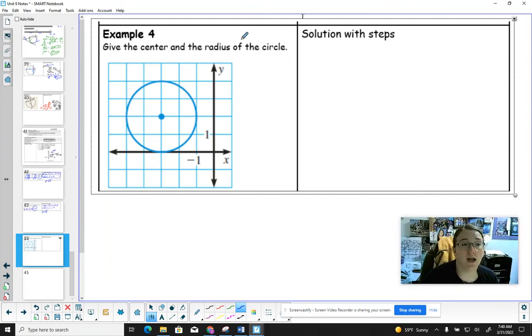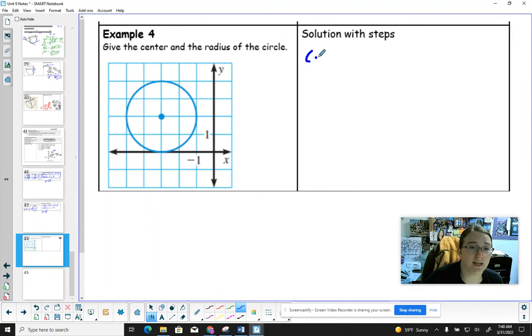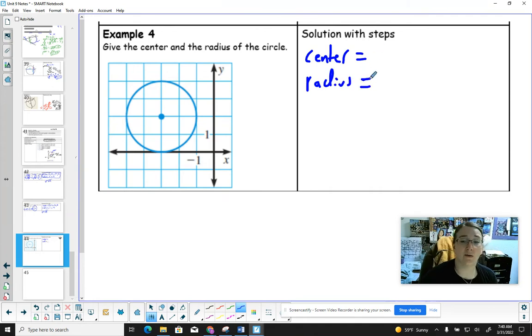Okay, so you will also have questions where you are given the circle on the graph. So this is the graph of the circle. It says give the center and the radius of the circle. So we're still doing the same thing. We're still saying center equals, we're still saying radius equals. Now we know that again, if I was given an equation, the center is h comma k. And I'm going to write that just so we don't forget. And the radius is just r.